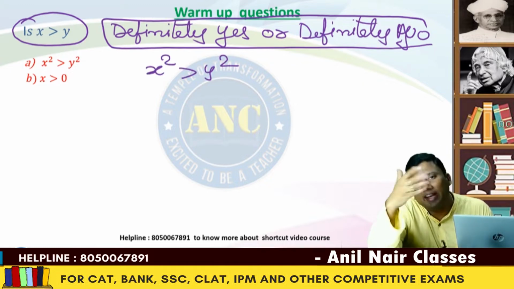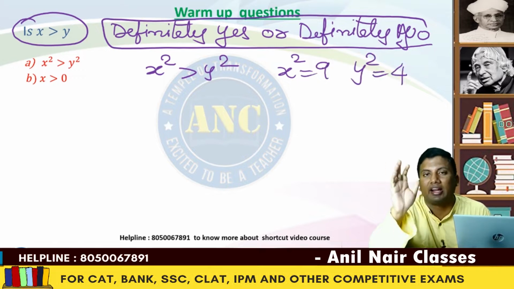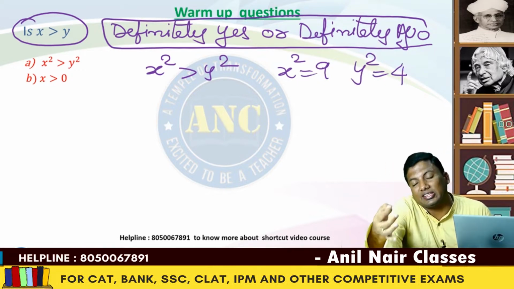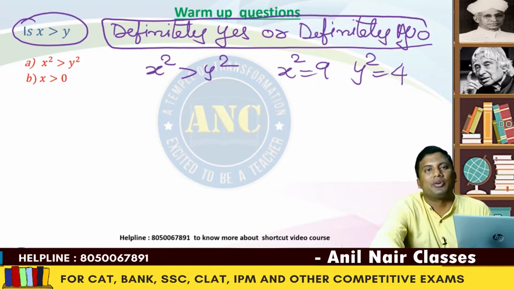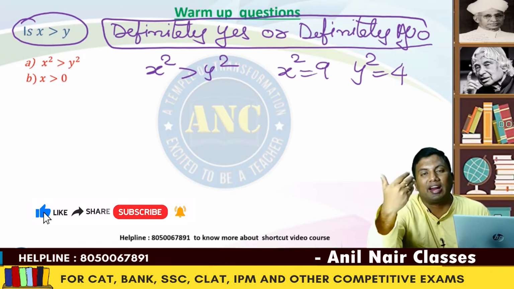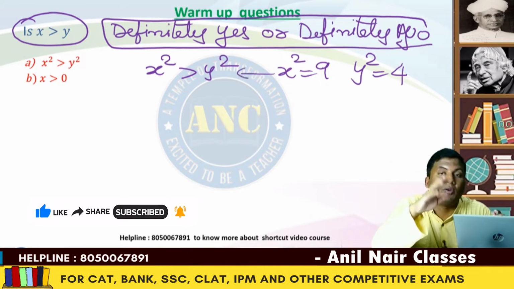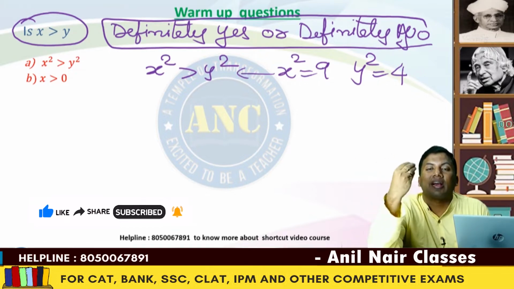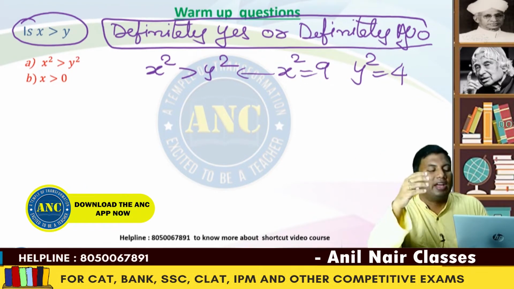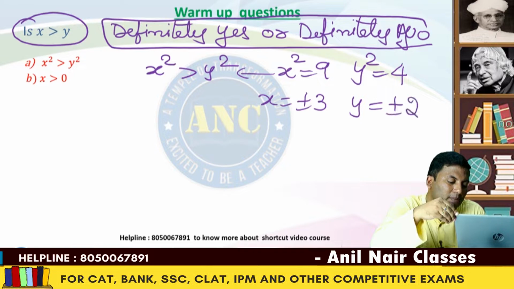So you can take any value. You can take x square 9, y square 4, which makes this statement right. Is 9 greater than 4? Yes. You can take x square 3, y square 2. Take any value which satisfies this, as long as x and y are real numbers. X square is 9, so x is plus or minus 3. Y is plus or minus 2.